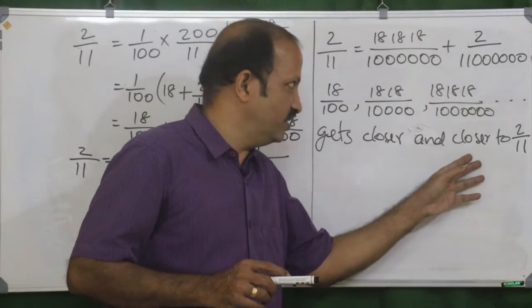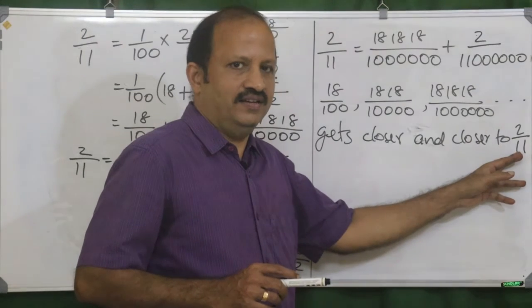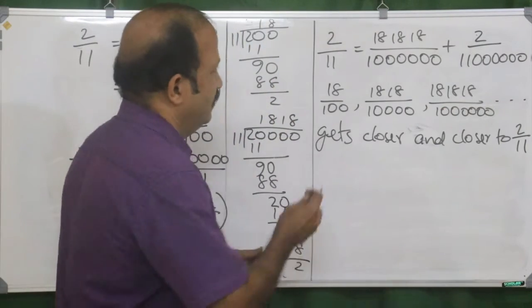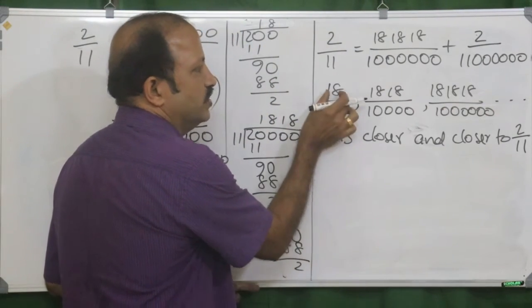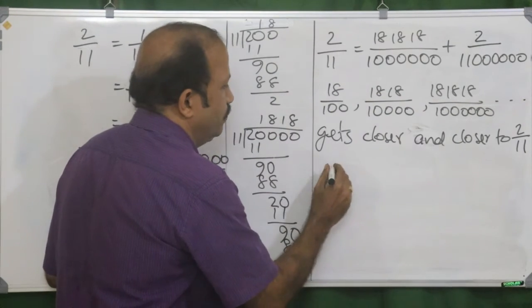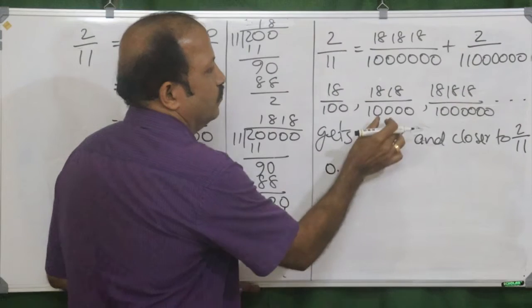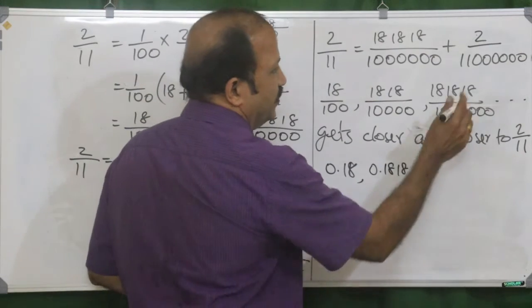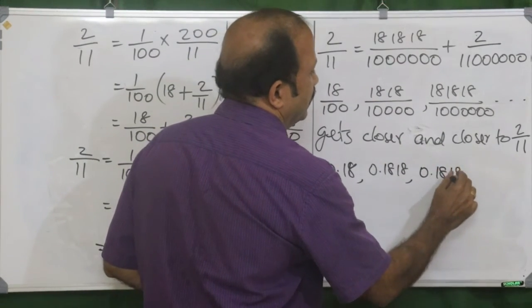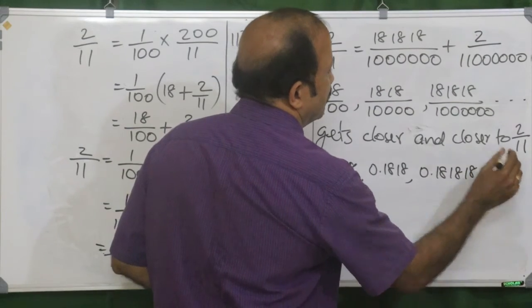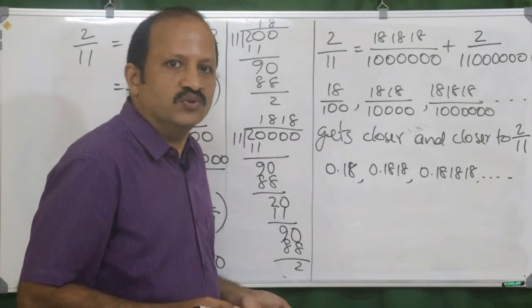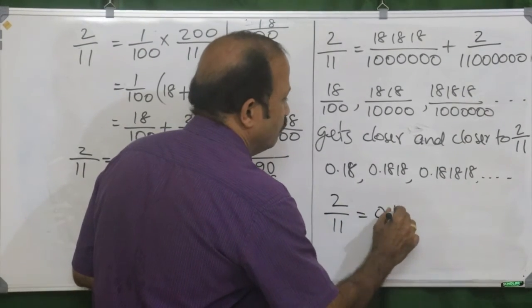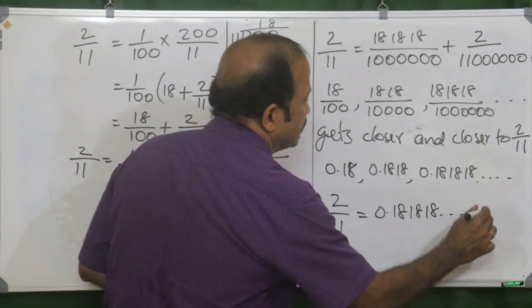Gets closer and closer to 2 by 11. What are the decimal forms coming closer to 2 by 11? 18 by 100, we have 2 zeros, so there should be 2 decimal places. It is 0.18. 4 zeros, so 4 decimal places should be there, 0.1818. And here, 0.181818, etc. gets closer and closer to 2 by 11. So we can write 2 by 11 is equal to 0.181818, etc.